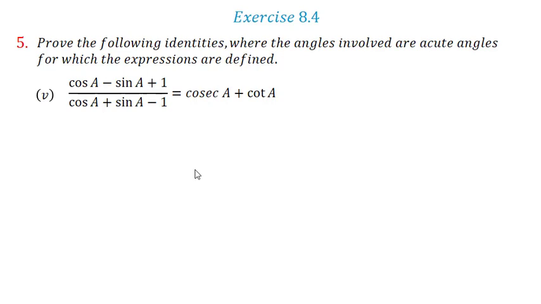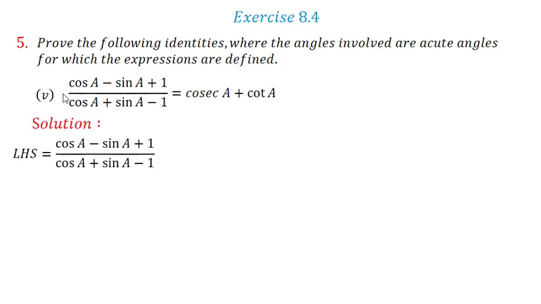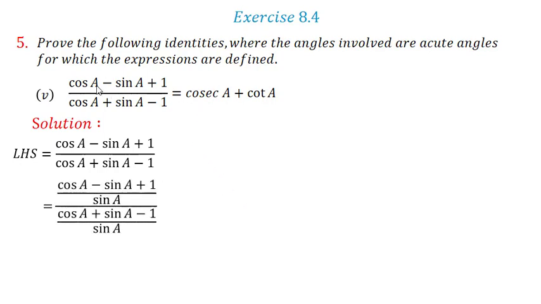Now which of the identities should I use? It depends on the right hand side value. As here it is in cosec and cot, I will try to use cosec square theta minus cot square theta is equal to 1. So before that, I have to first convert this sin and cos in terms of cosec and cot. For that, I will divide the numerator and denominator by sin A.